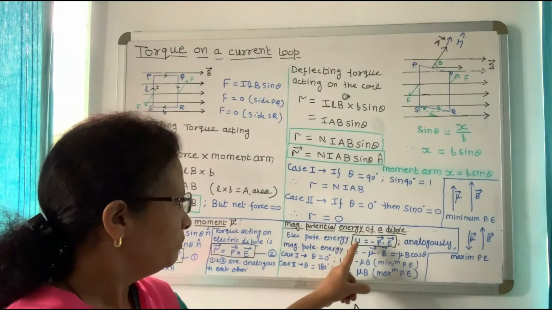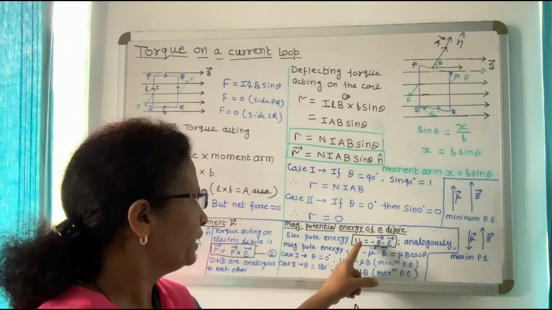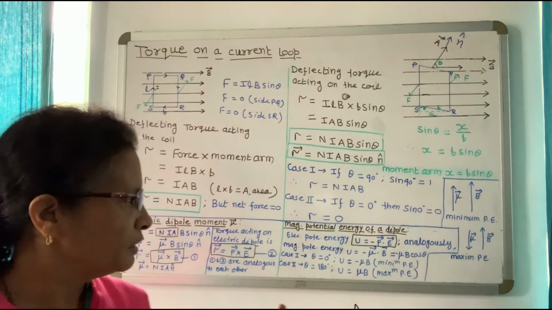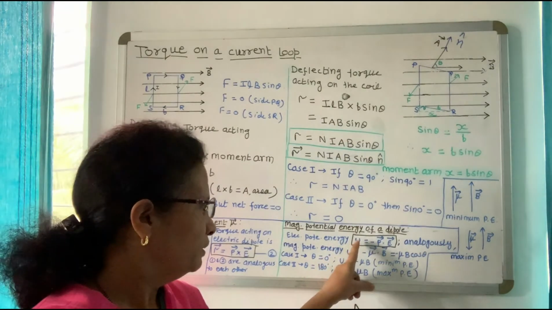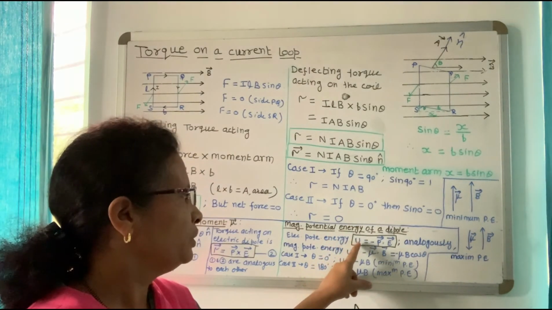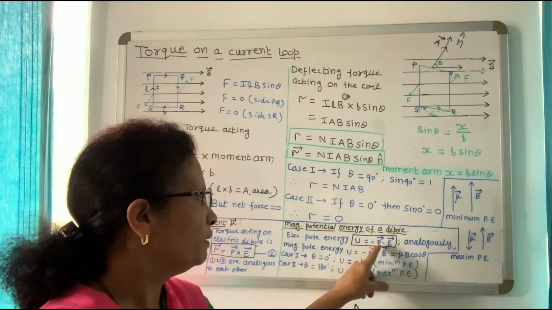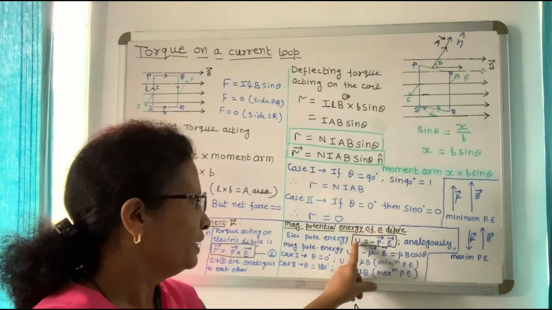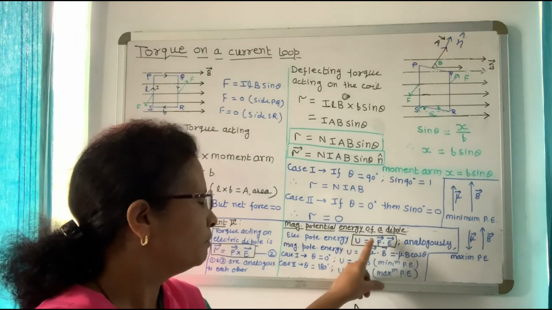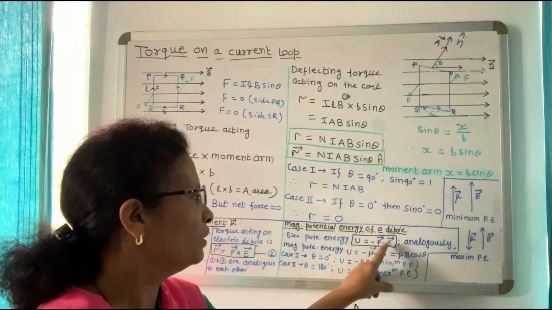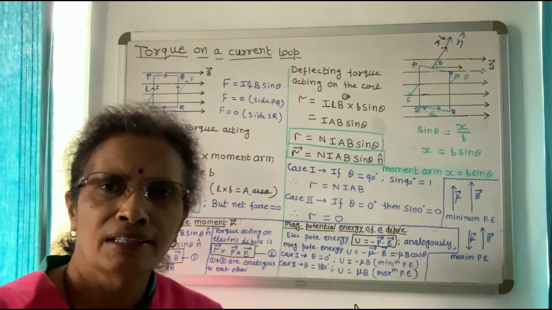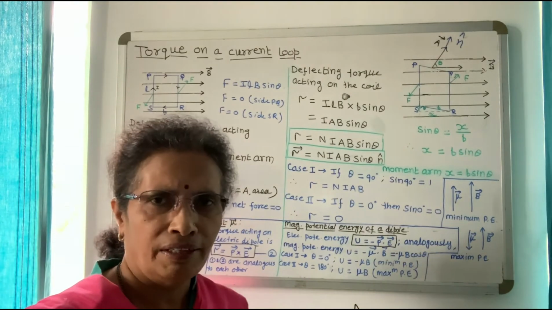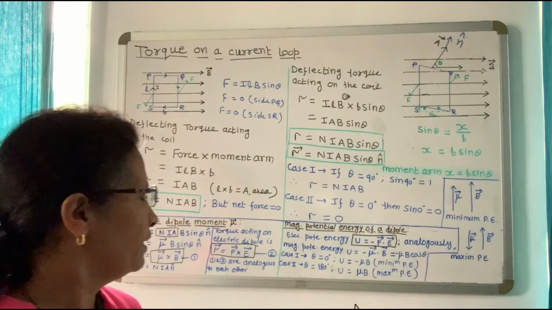Now first we will see the electric potential energy from the chapter of electrostatics, which is given by U equals minus p bar dot E bar. It is a scalar quantity, the dot product of p bar and E bar. What is p? It is the electric dipole moment, and E is the external electric field.